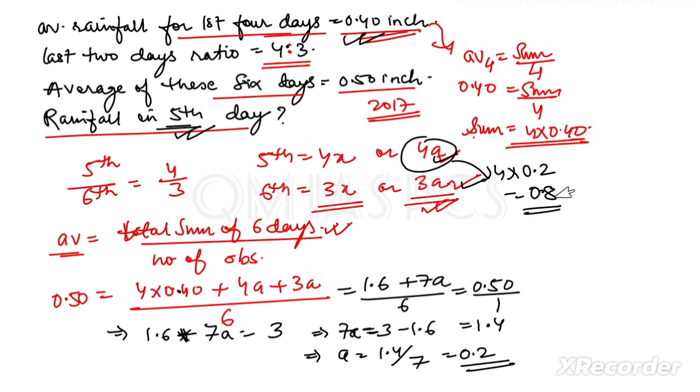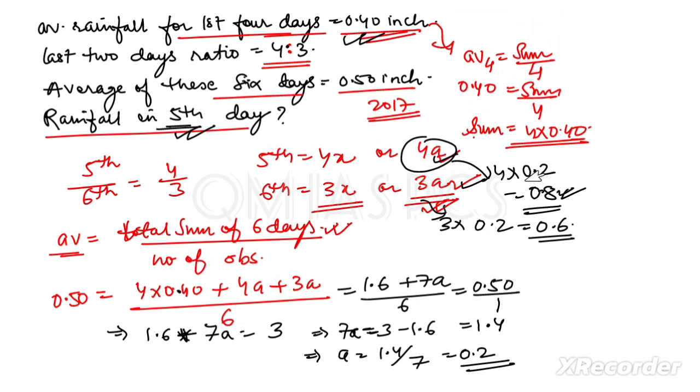So this will be 0.8 inch, or 0.80, whatever you can write. For the 6th day it will be 3 multiplied by 0.2, that will be 0.6. Right now it is asked about the fifth day, so the answer will be 0.8.